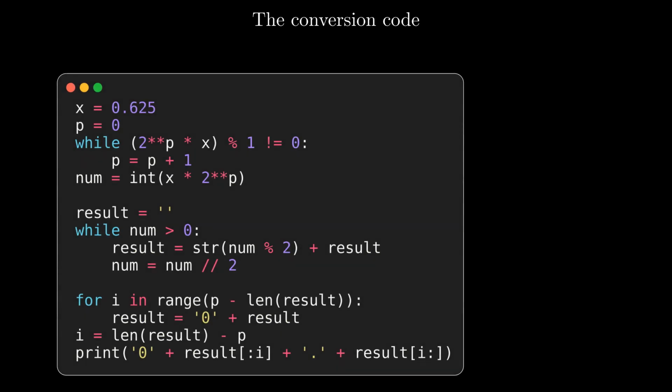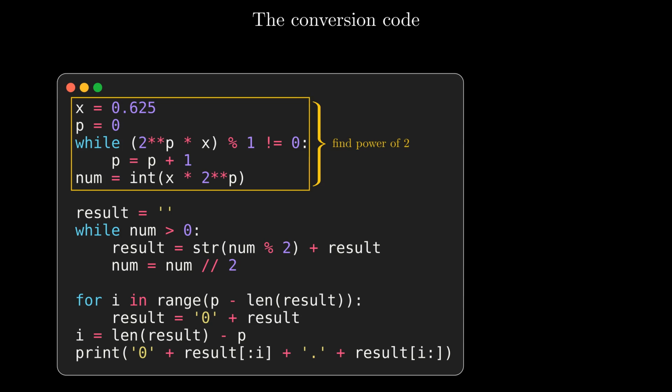Now the code that runs this recipe. We start with a value x. The first loop hunts for that magical power of 2. It keeps increasing p, the power, while 2 to the power p times x mod 1 is not 0. That mod 1 is the clever part. It strips away everything before the point and keeps only the fractional part. So as long as there is still a fraction left over, the loop keeps going. The moment 2 to the power p times x mod 1 becomes 0, the result is a clean whole number, and we break out having found our power p.